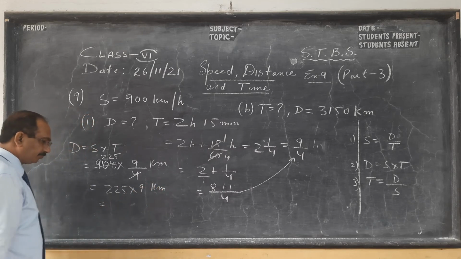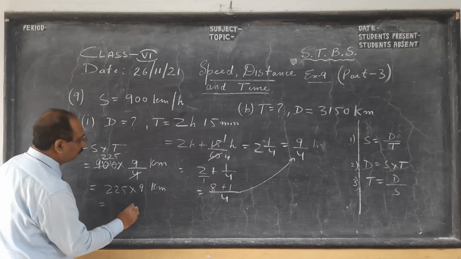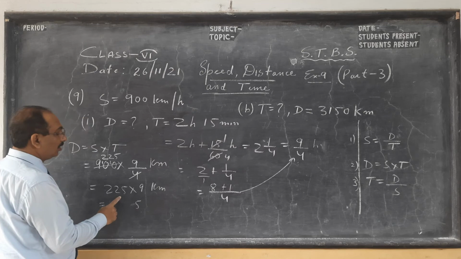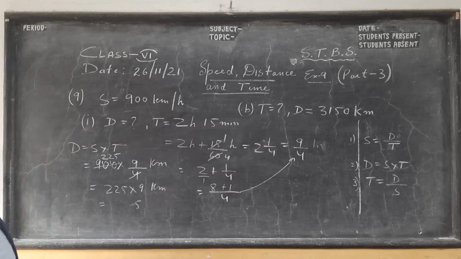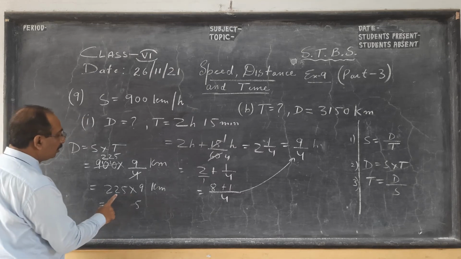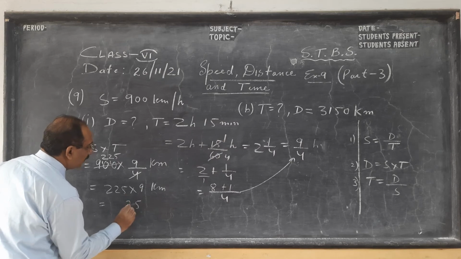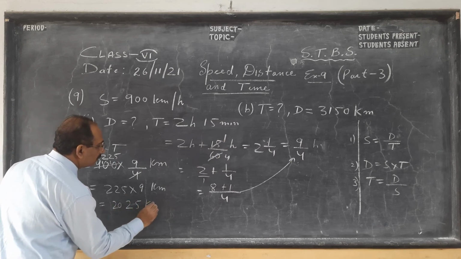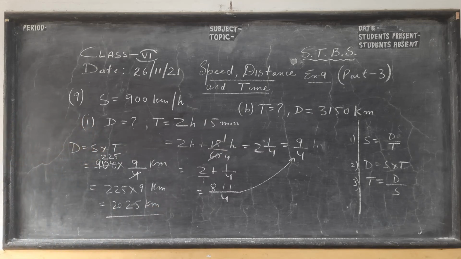9 5s are 45. We get 4, 9 2s are 18 and 4 is 22. We have 2, 9 2s are 18. So I think this many kilometers, 2025, is the answer. You can multiply and check. Kindly pause the video and copy, then I will do the last part of this last question in today's video lesson.